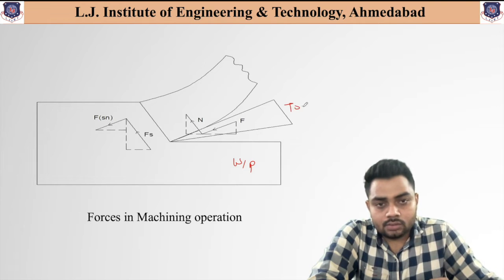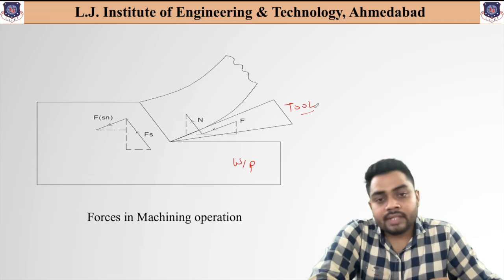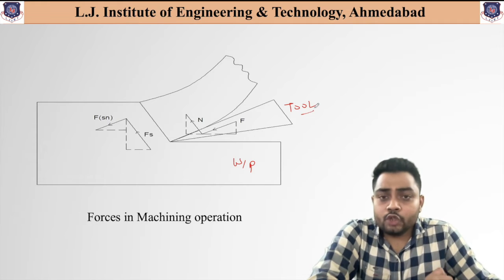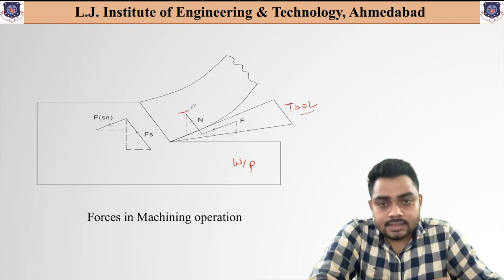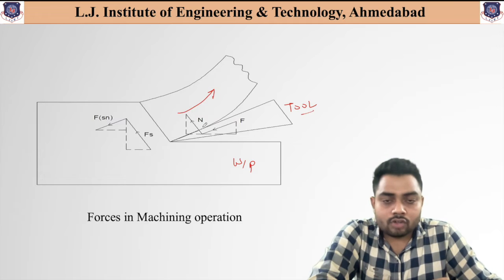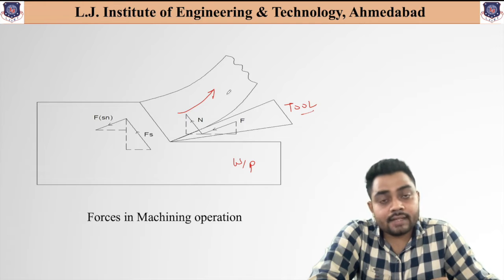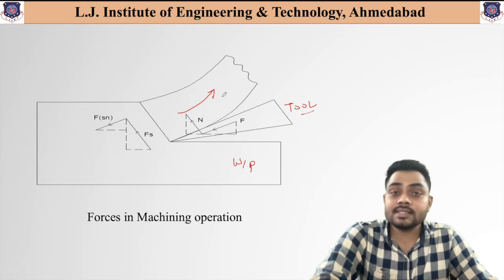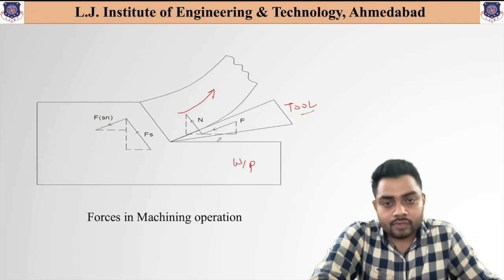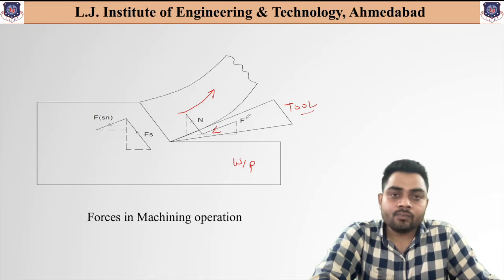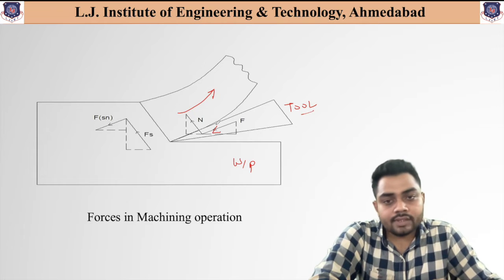Let us indicate this as the workpiece and this one as the tool. During the machining operation, the chip flows upward from the tool, and due to the rubbing action between the tool and the chip, a frictional force is generated. We know the frictional force always acts in the opposite direction, so we indicate it over here, and the force acting normal to the frictional force is indicated as N.